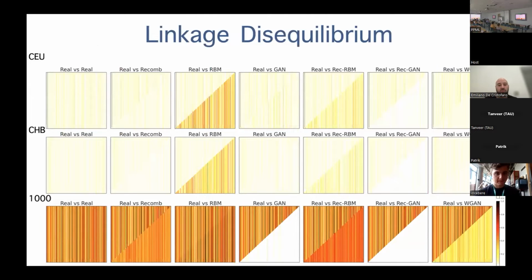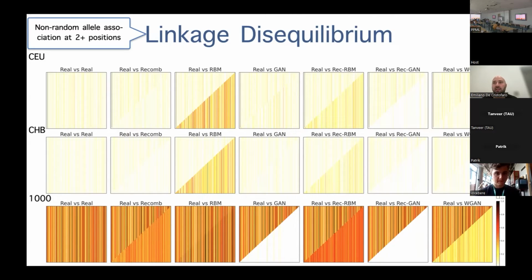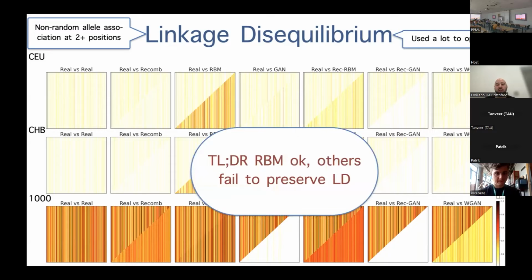There are other examples. I'm going to go a little bit faster here, but we look at linkage disequilibrium, which is again a very common metric used in genomics, and kind of tries to quantify the non-random allele associations at two or more positions in the genome. It's a value between 0 and 1, and it's used a lot to optimize different things. Here RBM is kind of okay. Other generative models fail to preserve the linkage disequilibrium.